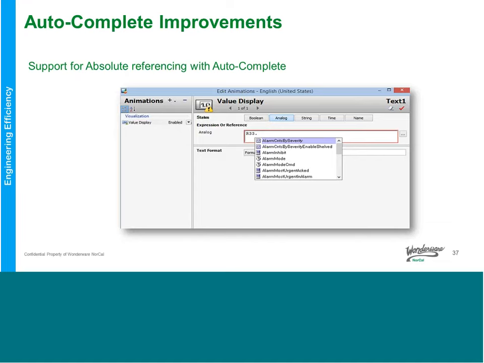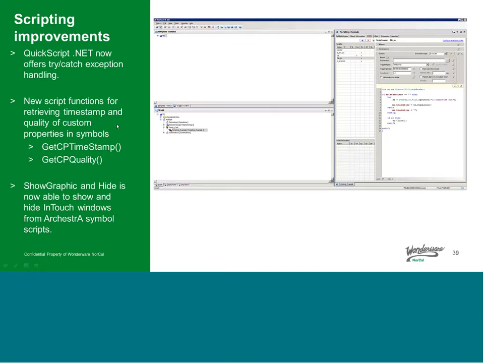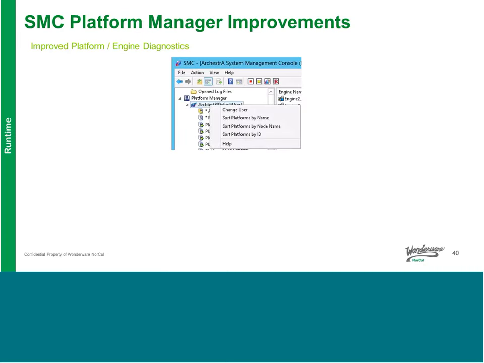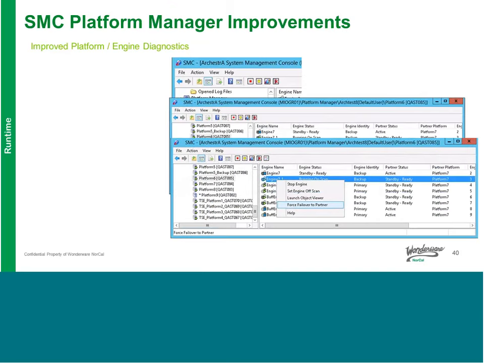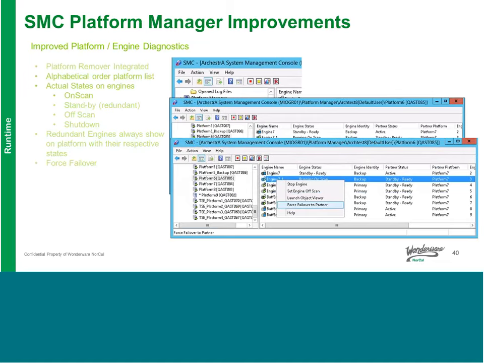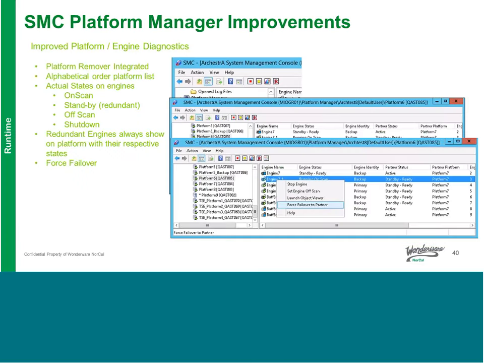We've added autocomplete in the object environment, the scripting environment. We also have line numbering in the script editors for those programmers. We've also added .NET try-catch exception handling. The show hide graphic is now available for InTouch Windows as well. Inside of the System Management Console, we've added a lot more capabilities to do force failover amongst partner engines right from the System Management Console. So I can see the status of engines and force failover, and that's all within the System Management Console.